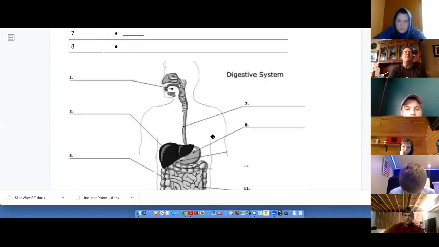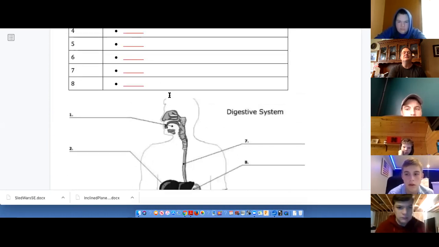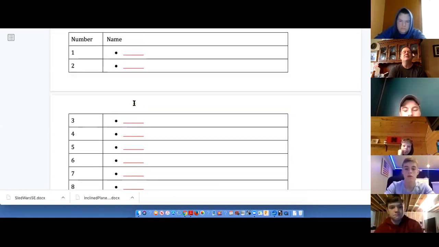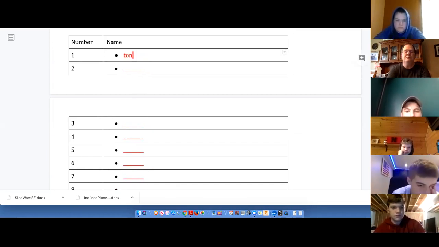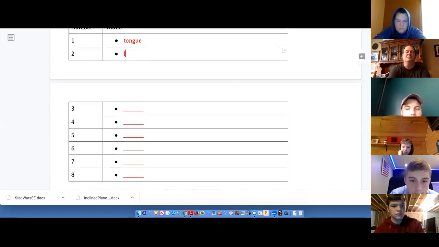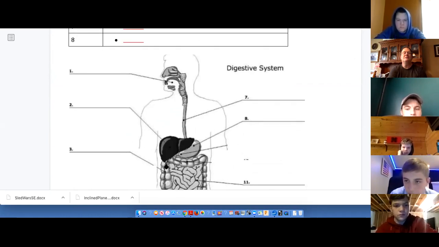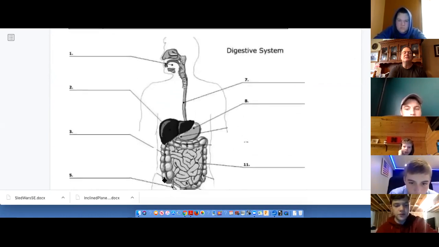no, this is the diagram up here. Okay, so 1, what is that pointing to? The mouth. Okay, more specific, what's that big muscle right here? The tongue. Yeah. Right, how about number 2? Biggest organ in the abdomen? Liver. Right, number 3, the large intestine.